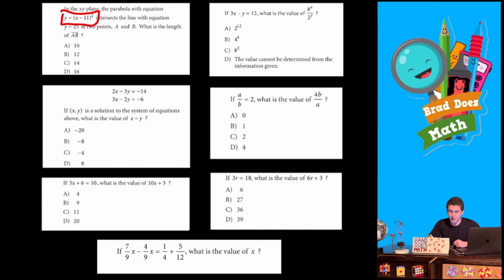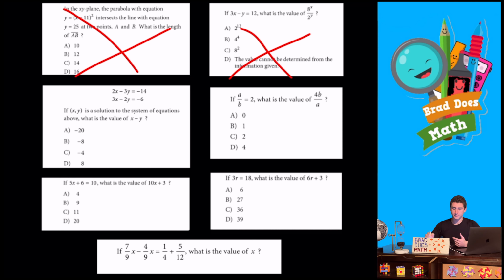We have x and y. None of those are the length of AB. So we don't want to be plugging in numbers there. Likewise here, they ask us for 8 to the x over 2 to the y. We don't have anywhere to plug 8 to the x over 2 to the y into our equation, so we're not going to use the strategy again.